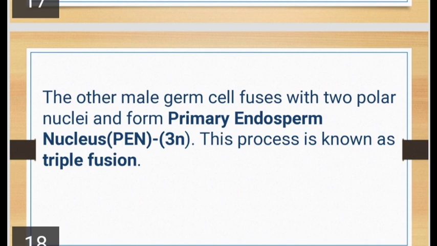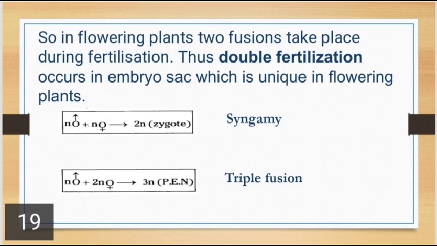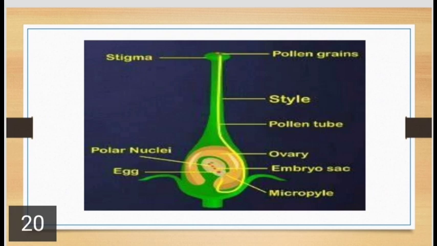The other male germ cell fuses with the two polar nuclei and forms the primary endosperm nucleus or PEN. This process is known as triple fusion. So, in flowering plants, two fusions take place during fertilization. Thus, double fertilization occurs in the embryo sac, which is unique in flowering plants.